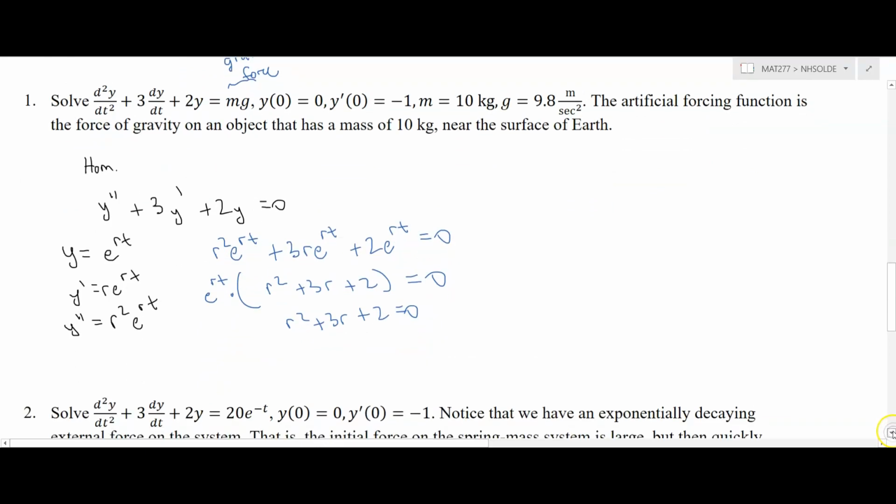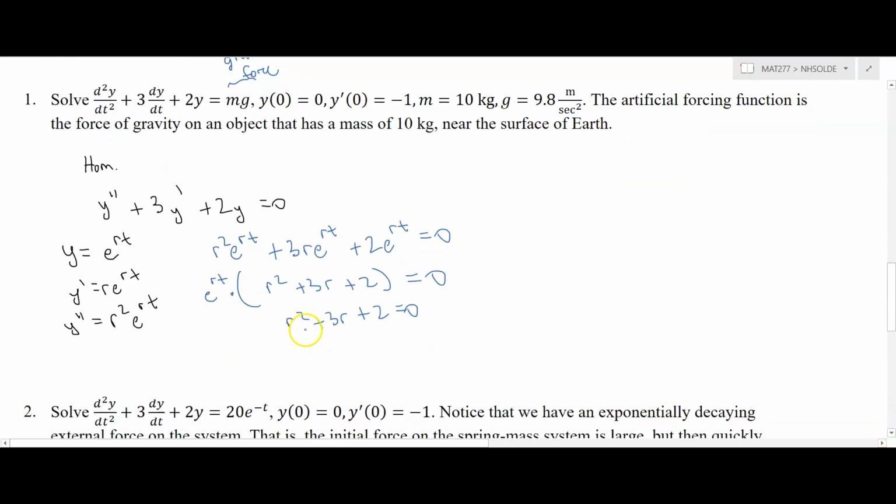Now we can solve that however we want, quadratic formula, but if we do factor this, which of course this one factors nicely, they don't often do this, it factors into r plus 1 times r plus 2 equals 0, so r equals -1 or r equals -2.